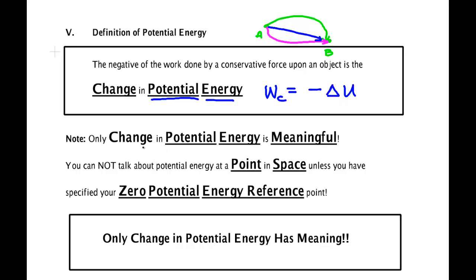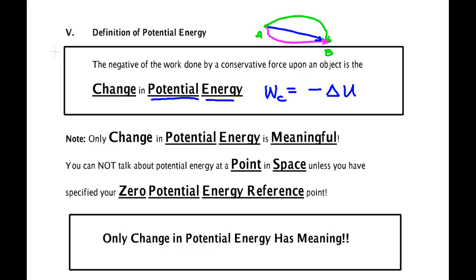Now, one of the things to note about it is only change has meaning. Because it's related to work, and it has no meaning to talk about work without displacement. So only change has meaning. You can't really talk about potential energy at a point in space. So people say, what's the potential energy of the block at height y, 2 meters above the ground? That's really not true. That's a bad statement.